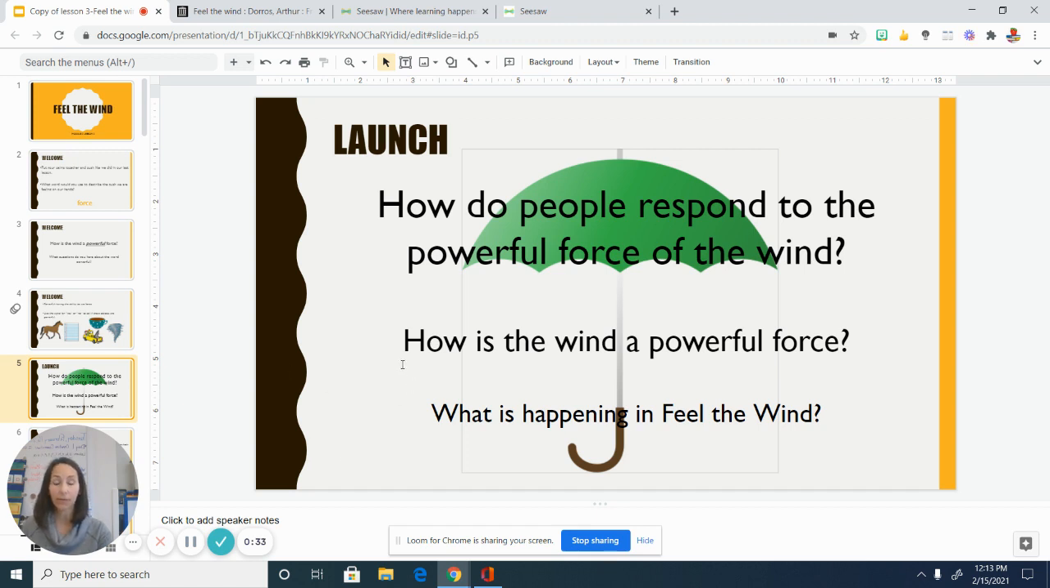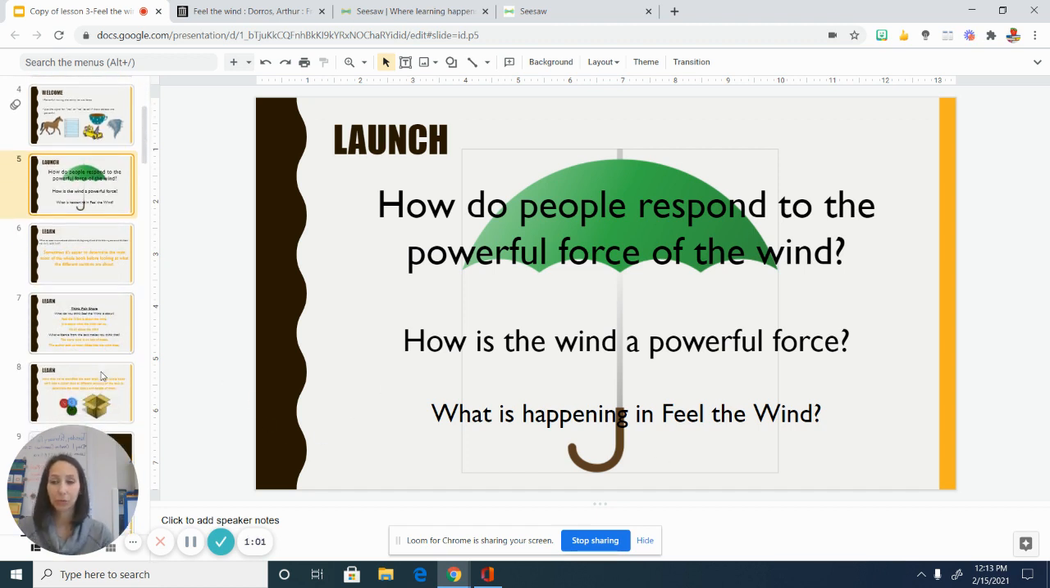Our one slice of pizza question that we will be working on in the next several days as we continue working with this text is how is the wind a powerful force? And then our one bite of pizza question is what is happening in Feel the Wind? And that's really the question that we want to focus on answering today and in our next lesson.